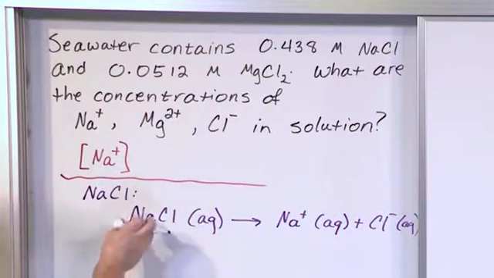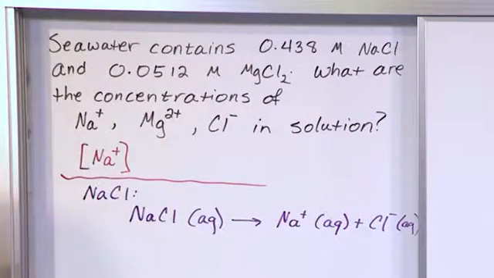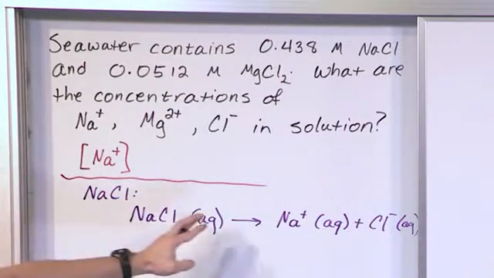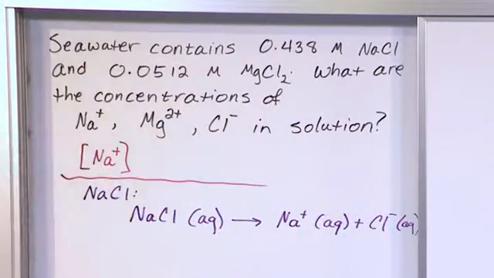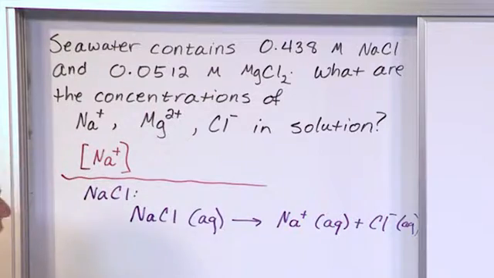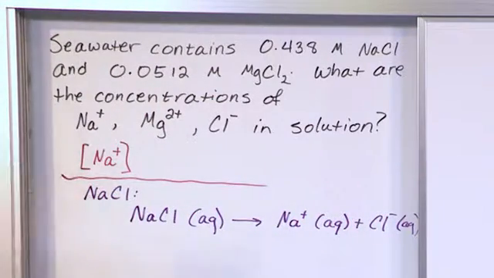Okay, and this is balanced. Sodium, sodium, chlorine, chlorine. We don't have to add any coefficients anywhere, because this is already balanced. 1 mole of this yields 1 mole of this and 1 mole of this. So let's figure out, based on the concentration we're given, what would be the concentration of sodium that is in solution and what's the concentration of chlorine in solution.